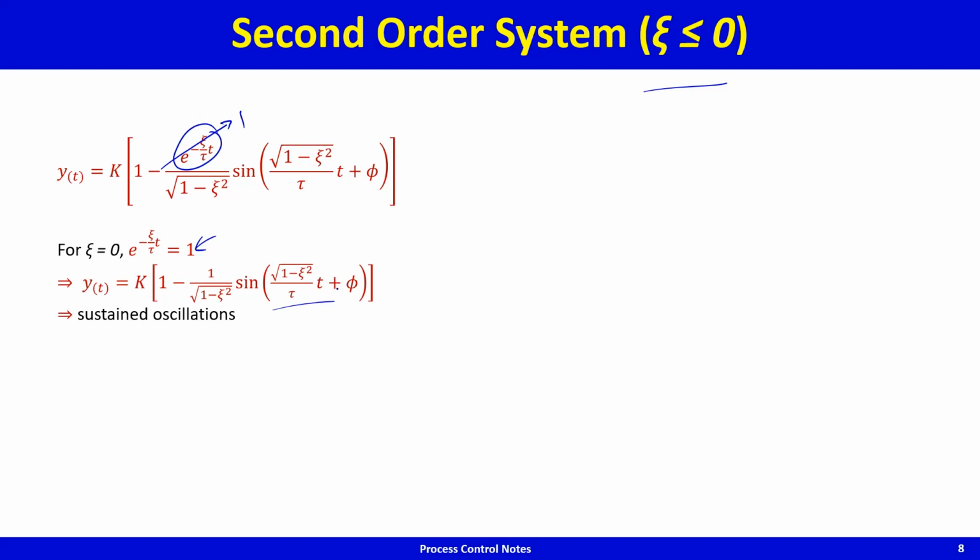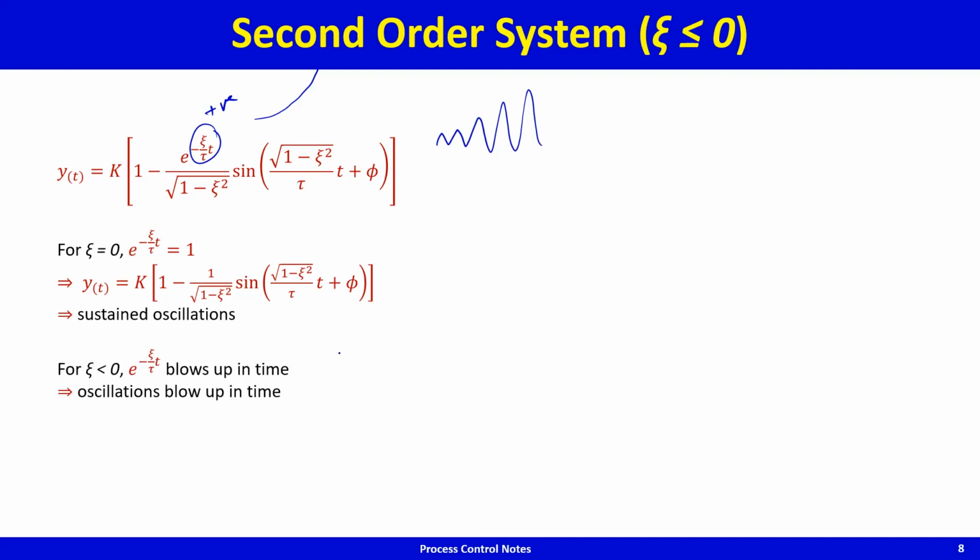On the other hand, if chi is less than 0, then this term is positive, and if this term is positive, as time increases, this guy is going to keep going up and up and up. So you have the exponential term that's blowing up, and we are multiplying it by a sine wave, so you'll get oscillations that blow up. So that's what you get here.